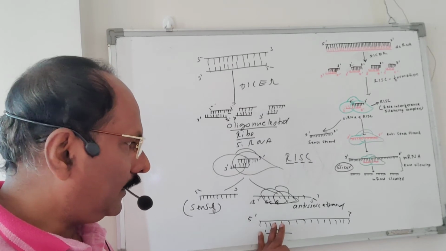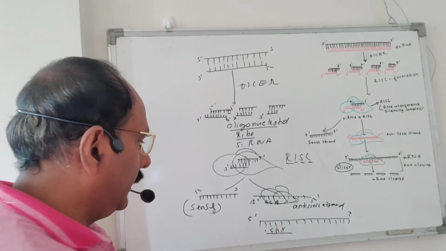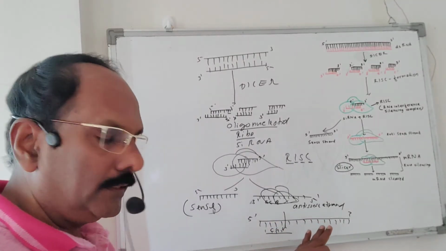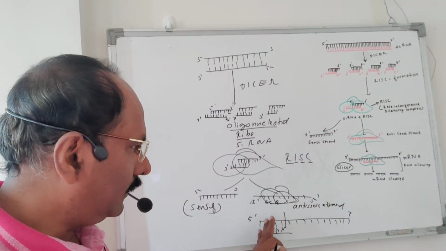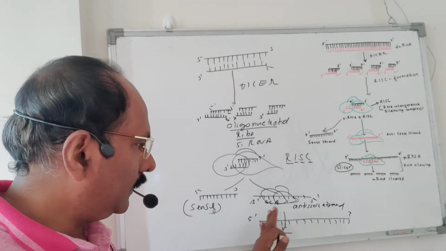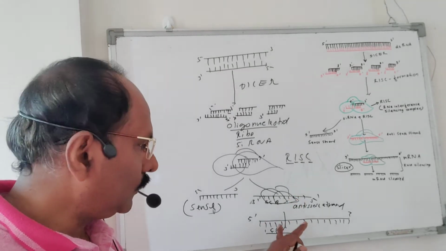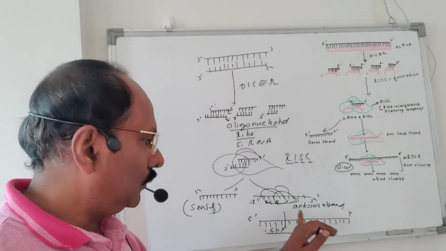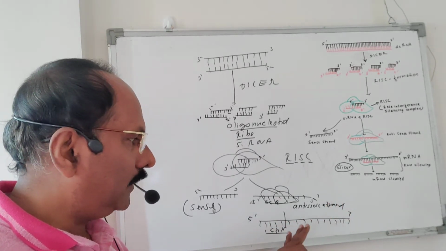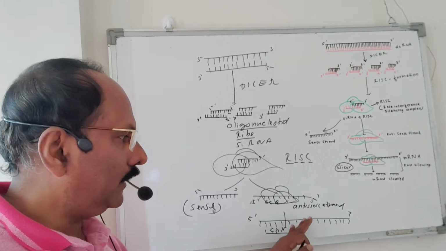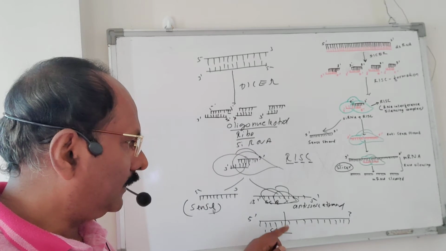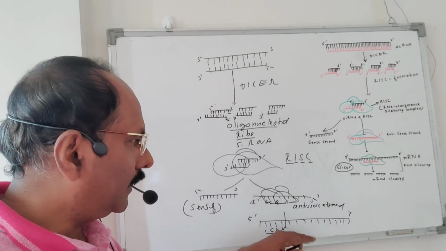So when it attaches here, this mRNA will break into pieces. When the mRNA breaks into pieces, the starting point at the 5' end, the initiation codon, will be destroyed. When the initiation codon is destroyed, this mRNA cannot be translated. So the translation of this mRNA is prohibited, hindered, or prevented by the attachment of this antisense strand. As a result, this mRNA becomes destroyed.